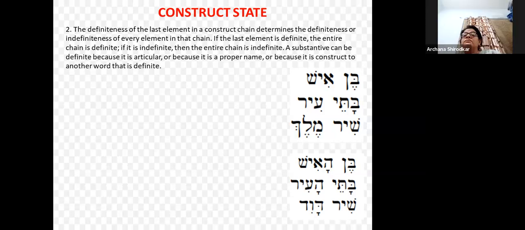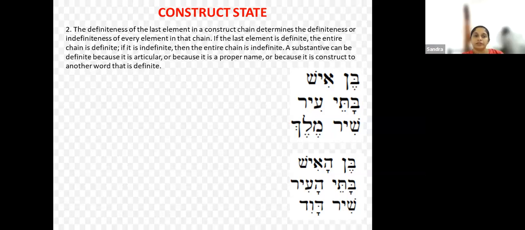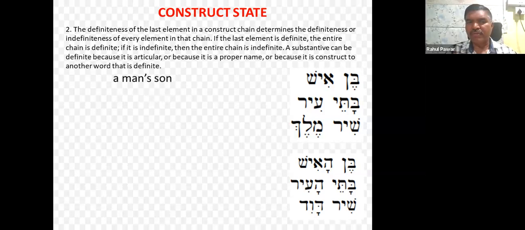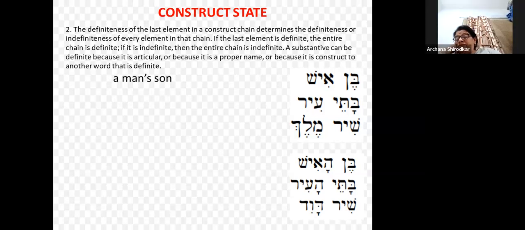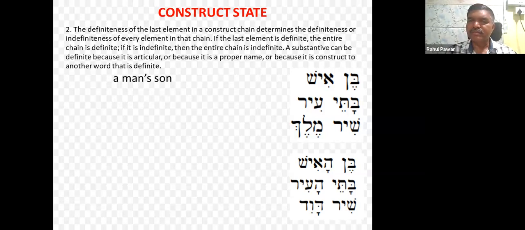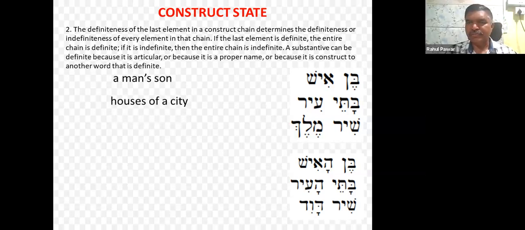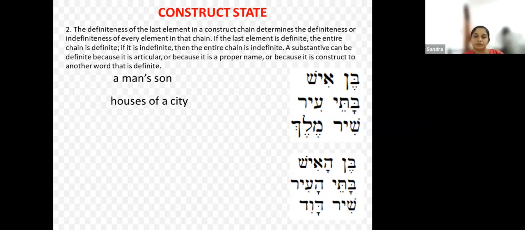Now, for example, over here, Ben Ish: a son of a man, or a man's son. Then Bathe Ir: houses of a city. Shir Melech: a song of a king, a king's song.